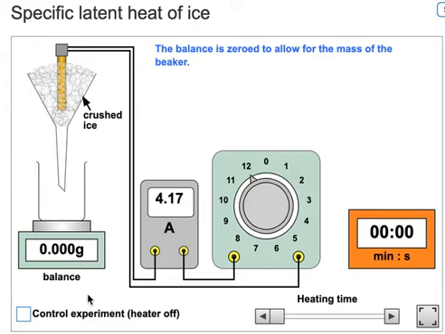So the first thing we do is not turn the heater on. I'm going to click this button here. You can see it says control experiment heater off, the ammeter goes off, the voltmeter goes to 0, and then I would just measure it for a certain amount of time. So there you go, it's measured it for 5 minutes. 5 times 60 is 300 seconds, because we have to measure it in seconds. And 3 grams would have melted in that time.